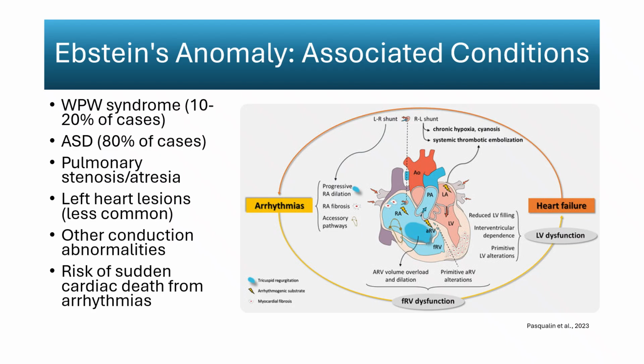Pulmonary stenosis or atresia may coexist and further limit antegrade pulmonary flow. Left-sided cardiac lesions occur less often, but can add afterload or valvar burden. Other conduction disturbances emerge over time, including atrial fibrillation and atrioventricular block. Because of the arrhythmic substrate and interatrial shunting, there is a recognized risk of sudden cardiac death, so rhythm surveillance and pathway evaluation are routine parts of care.